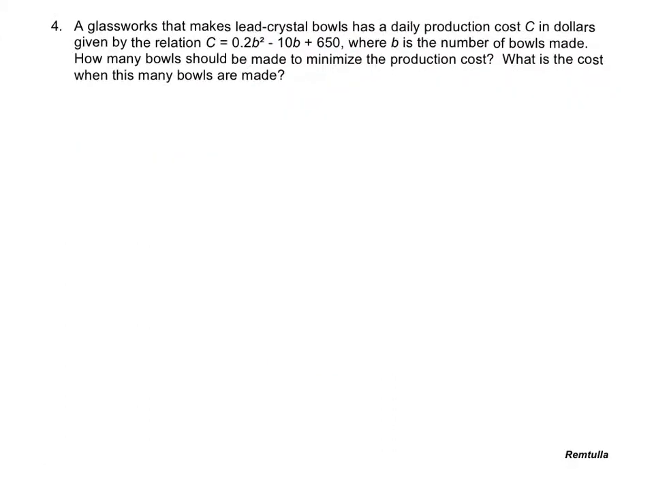Okay, this next question talks about a glass workspace that makes lead crystal bowls. And it talks about the daily production cost, in dollars, of this particular thing, where B is the number of bowls made. How many bowls need to be made to minimize now the production cost? And what is the cost when this many bowls are made? So it's asking for this.